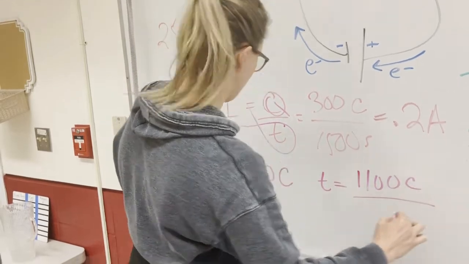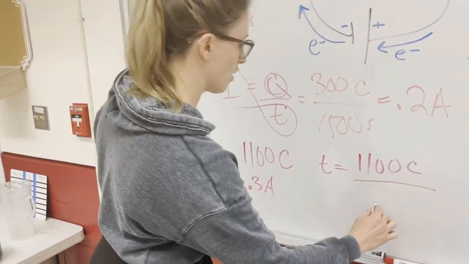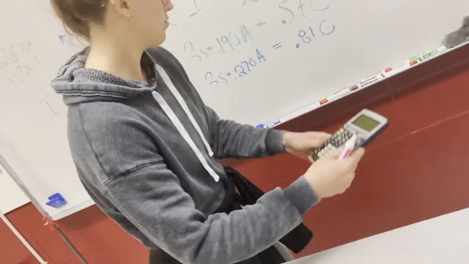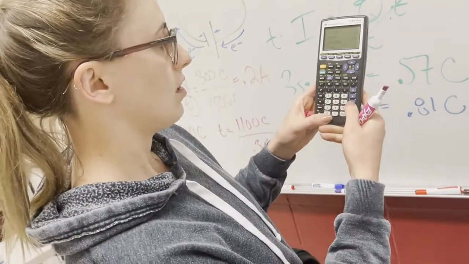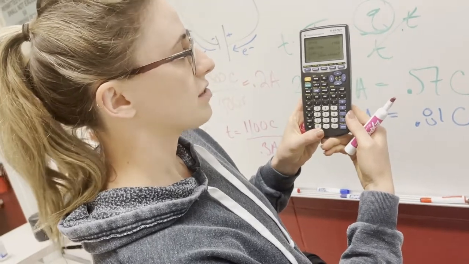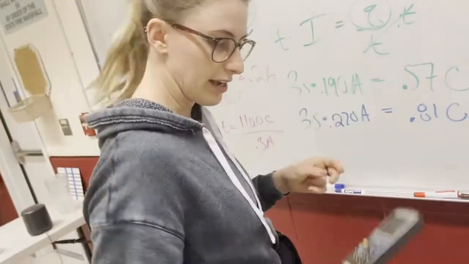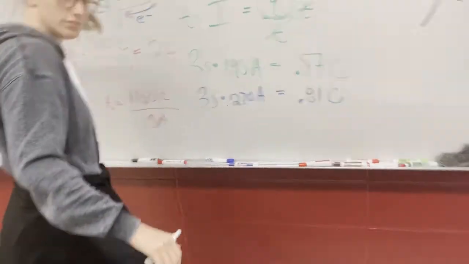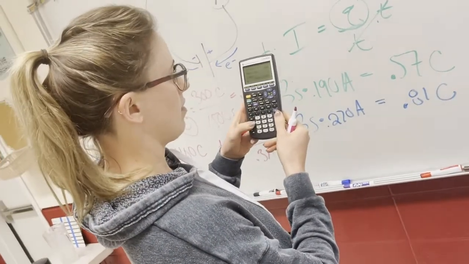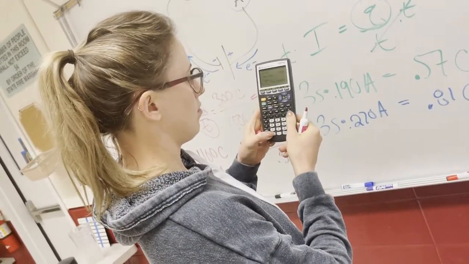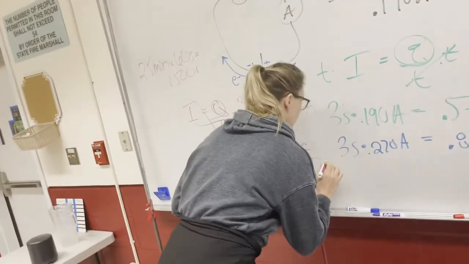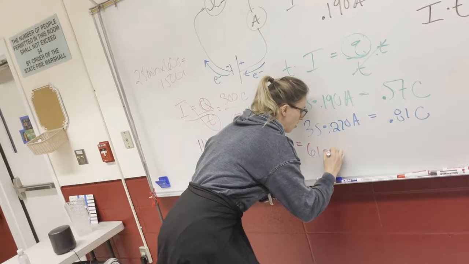1100 coulombs divided by 0.3 amps, and our units will be seconds. 1100 divided by 0.3 is going to be 3,667 seconds. Divide that by 60 to get minutes. About 61 minutes. That's an hour. That's too long.